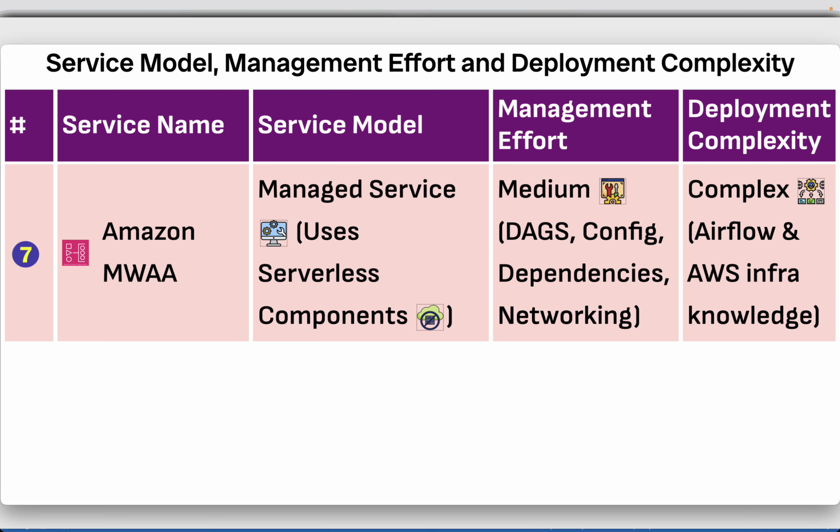Then Amazon MWAA, a managed service that uses serverless components internally. It requires significant user input for configuration like VPC, S3, its own settings and dependencies, and managing the directed acyclic graphs, which are in Python. AWS manages underlying Fargate tasks and Aurora database. Management effort is medium. Deployment complexity is complex, stemming from managing the Airflow application layer and its dependencies.